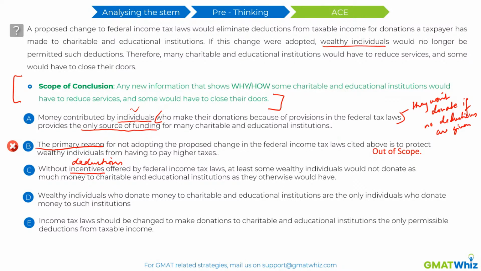Okay, but remember, a lot of you said A and D are also very close, so I'm also going to look at D. Wealthy individuals who donate money to charitable institutions are the only individuals. Guys, tell me, this choice says wealthy individuals are the only individuals who donate money. I'm going to ask you a very simple question. Does this option tell you why charitable institutions would reduce services? Does it tell you that these wealthy individuals will stop donating money? Just answer me a yes or no, guys.